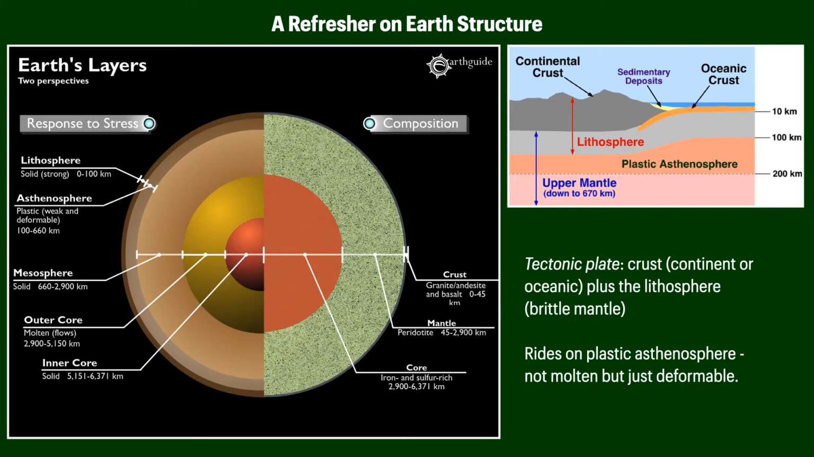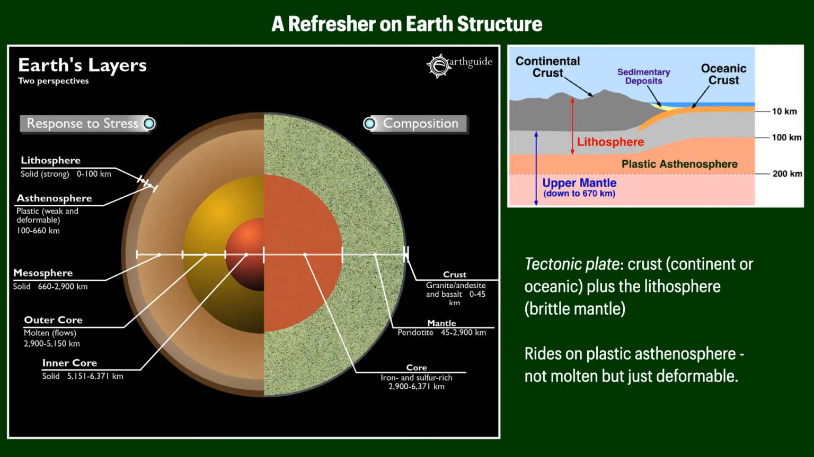We can also look at the layers of the Earth in terms of how they respond to stress. So are they strong and solid? Are they deformable? The lithosphere is strong and solid. The asthenosphere is more plastic. It's solid, but it can deform easily. The outer core is molten and the inner core is solid again. So when we talk about plate tectonics, we're thinking about both the compositional and the structural, the response to stress, ways of considering the layers of the Earth.